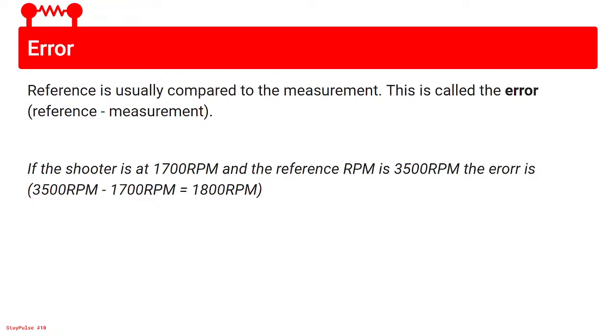Error is another useful term to define because if the goal is getting a system to a desired state, you have to think about what it's currently doing, and that's the measurement. The difference between the reference and the measurement is the error. So if we had a shooter at 1700 RPM, but we really wanted it at 3500 RPM, like shooting from the launch pad for the 2022 game, from very far away, we want the shooter to spin really fast, right? And then the error will be 1800.